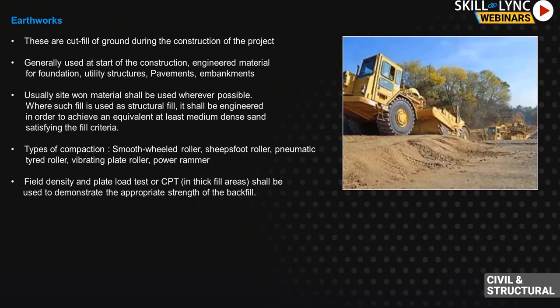That is why usually site 1 material shall be used wherever possible. This is what you call a site 1 material. The material which has already passed your backfilling criteria is called site 1 material, and shall be used wherever possible. Where such fill is used as structural fill, it shall be engineered in order to achieve an equivalent of at least medium dense sand, which is the medium strength of the sand, satisfying the fill criteria.